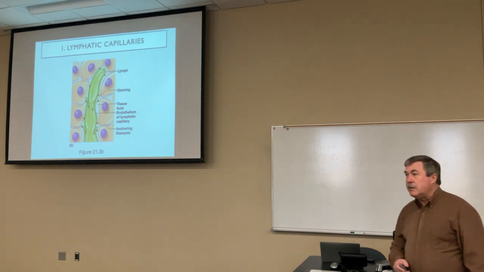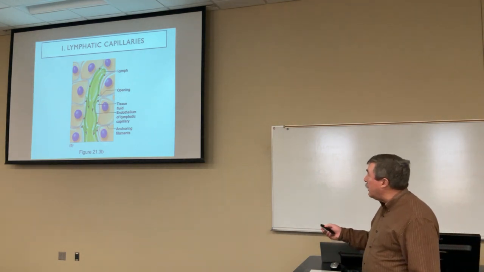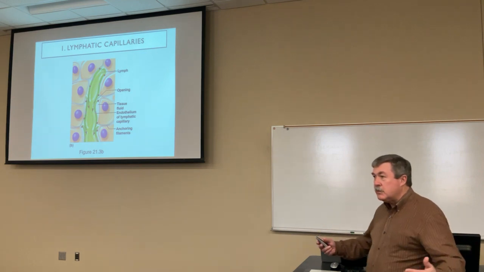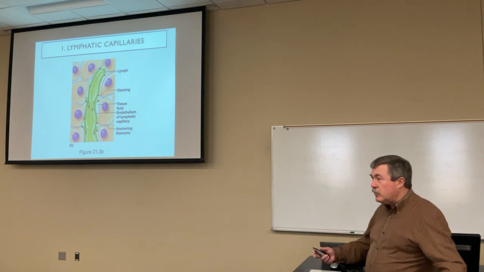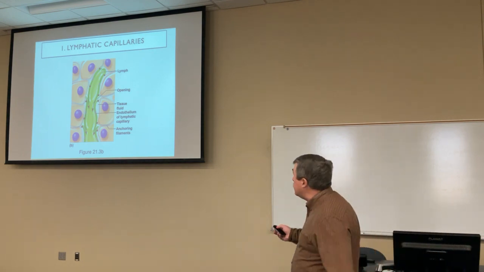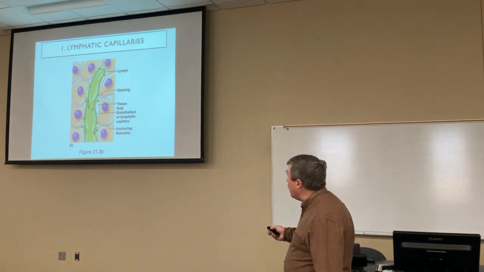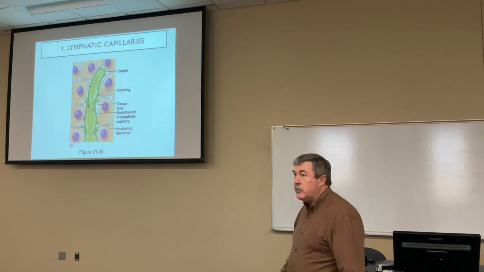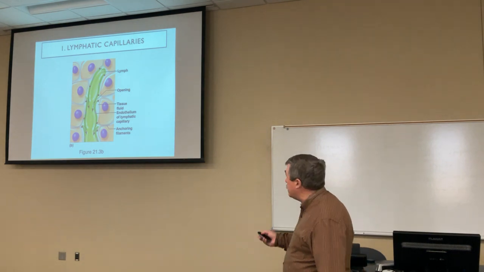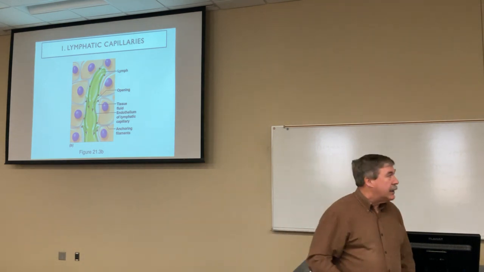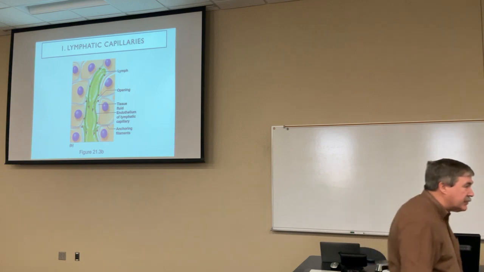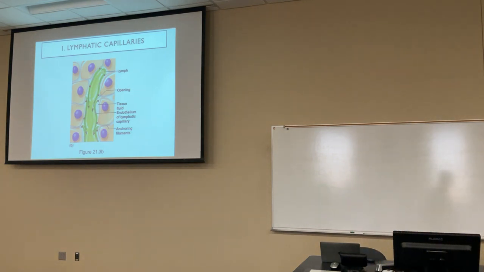Another difference between a lymphatic capillary and a regular capillary in the circulatory system is that lymph capillaries have a blind end. They're closed at one end, all right? Whereas capillaries are open at both ends because the capillaries are continuous with the other blood vessels. But so lymph can go in, and since one end is blind, there's only one direction for the lymph to flow, and that's towards the collecting vessels, larger lymphatic vessels.